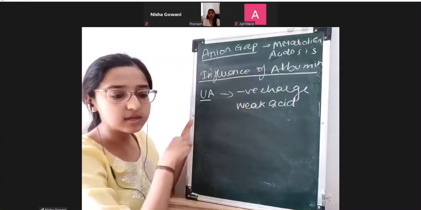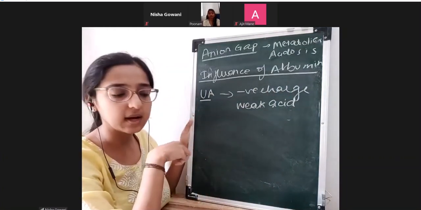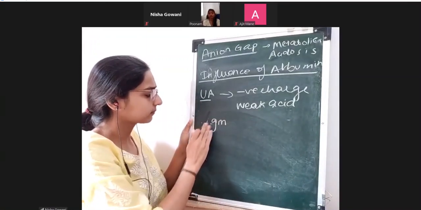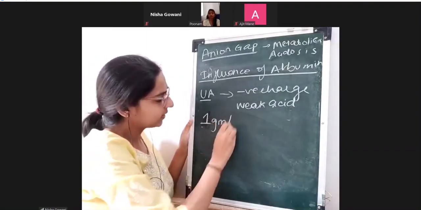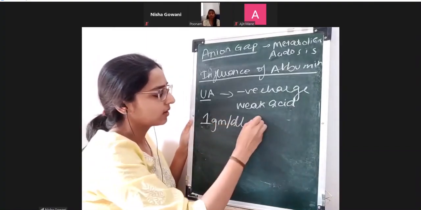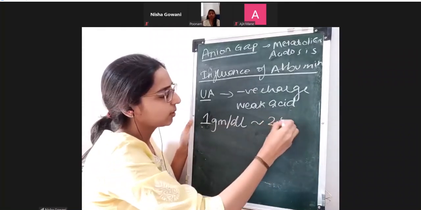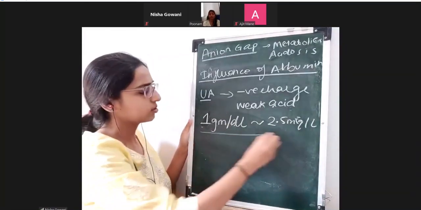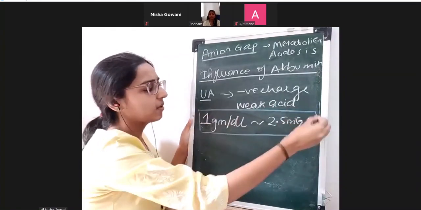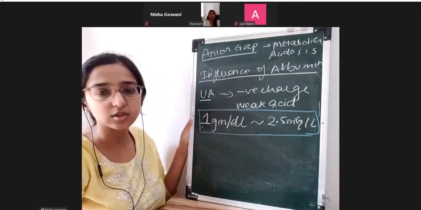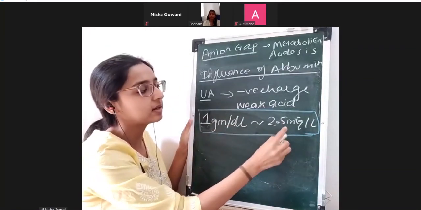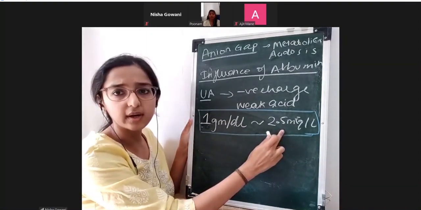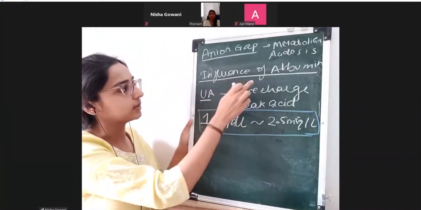This albumin is a weak acid and is a very important component of the unmeasured anions. So how much albumin? 1 gram per deciliter of albumin will contribute to how many milliequivalents? 2.5 milliequivalent per liter. This is important that we should remember. Every gram of albumin in the blood that we measure will contribute 2.5 milliequivalent per liter of the charge that is contributed by the albumin.